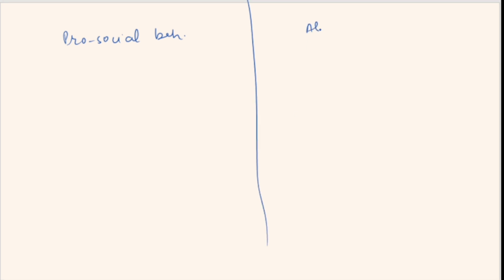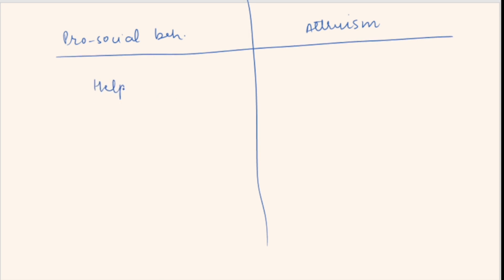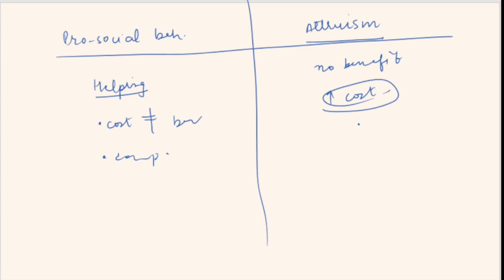Then there is a difference between pro-social behavior and altruism. What is pro-social behavior? Pro-social behavior is a normal helping behavior, but in pro-social behavior there are a few features or restrictions. Like we read about, I would see that my cost should not exceed my benefits. I should also have the competency and all of those things. But altruism is a true helping behavior. In altruism you will help the person even when there is no benefit and even when you have a high cost of helping the other person.